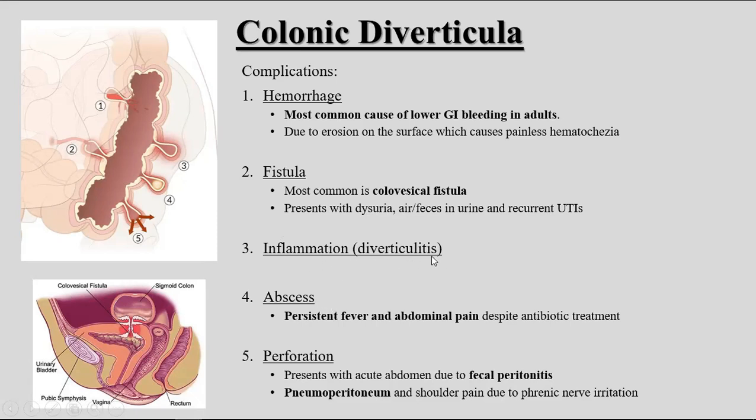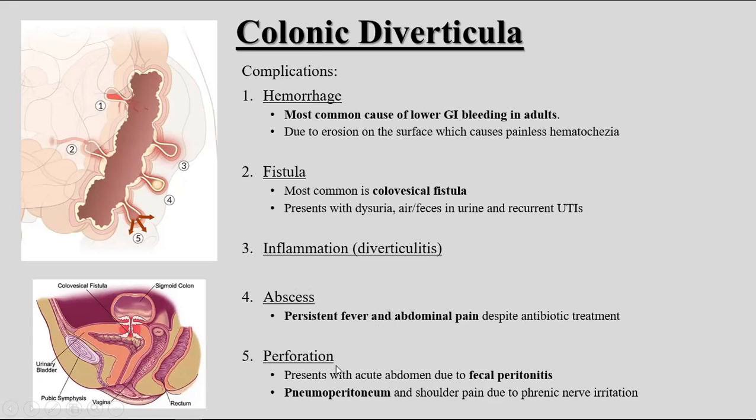Inflammation or diverticulitis we already spoke about. Abscess, so if it actually gets walled off, then it can form an abscess like you can see here in number 4. So abscesses usually present with persistent fever and abdominal pain. So even if you give them antibiotics, you put them on bowel rest, you've given them analgesics, and they're still not getting better, then it's probably an abscess, and you can also diagnose this with colonoscopy.